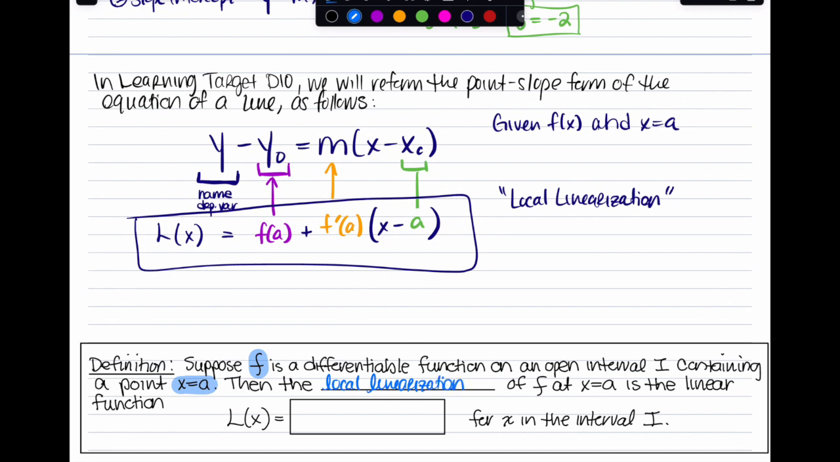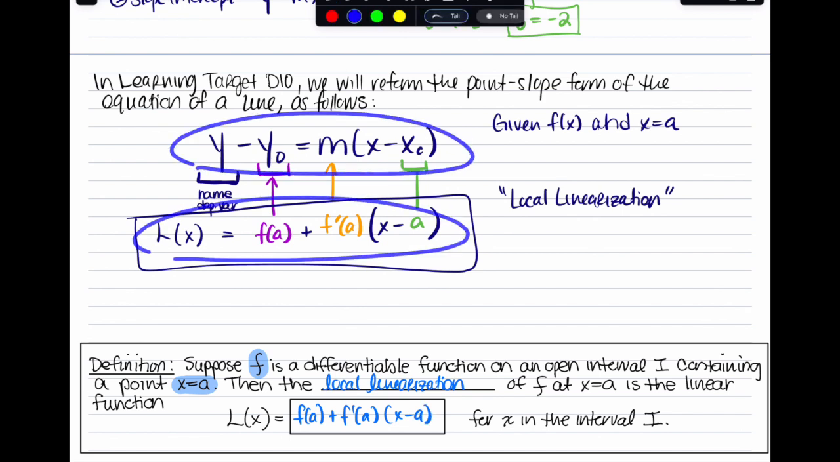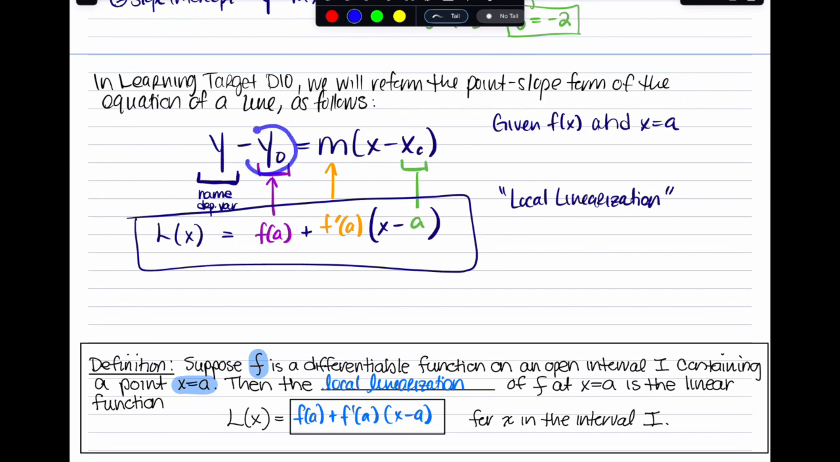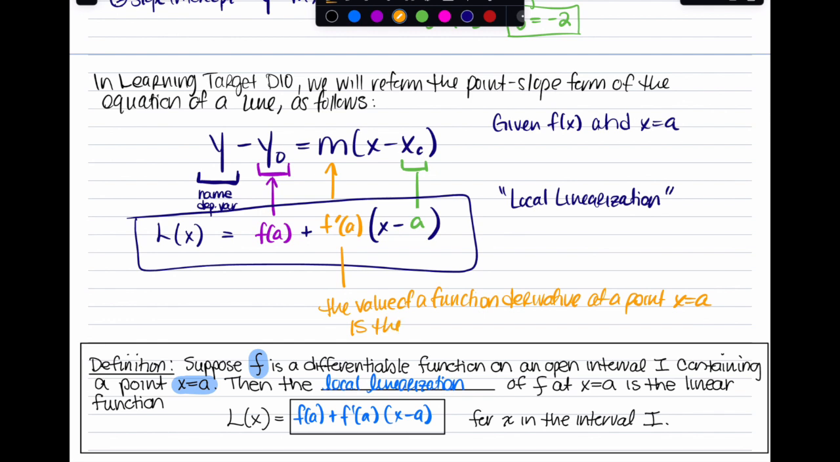of f at x equals a is the linear function f at a plus f prime at a times x minus a. Just what I have written up here, which again is no different than the point slope form of the equation of the line. I just add over the y value. I have f of a, or f prime of a, the slope, because remember, emphasizing again, the value of a function's derivative at a point is the slope of the tangent line at that point.